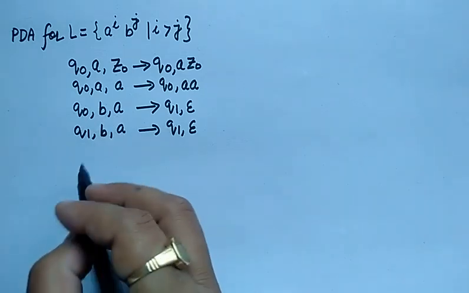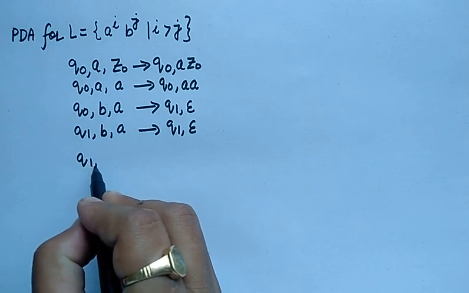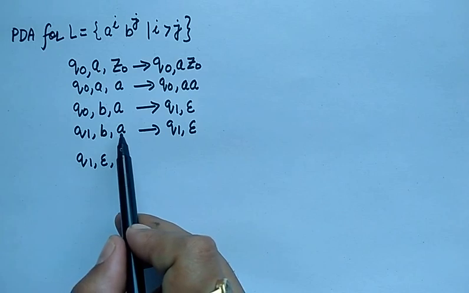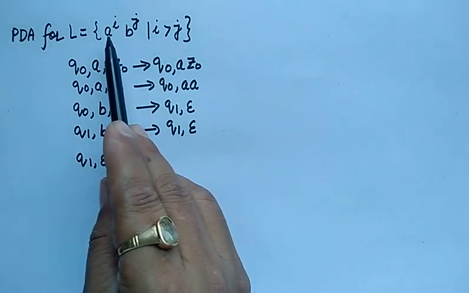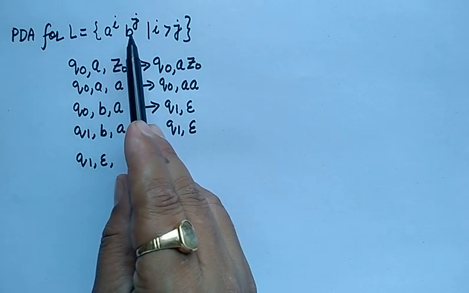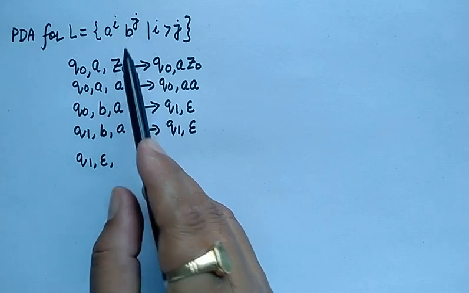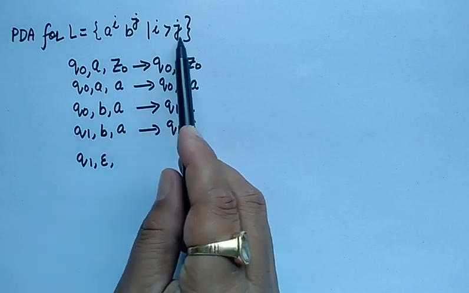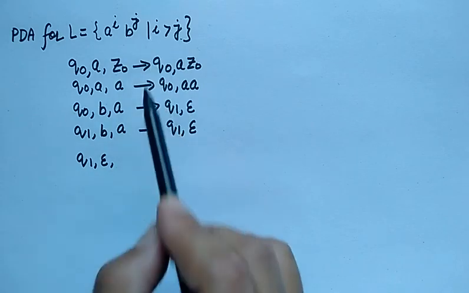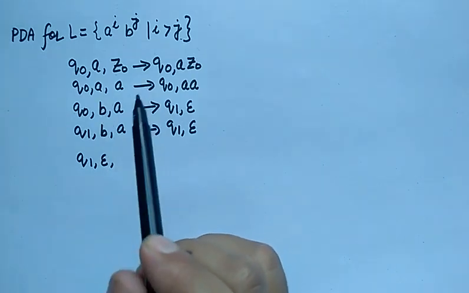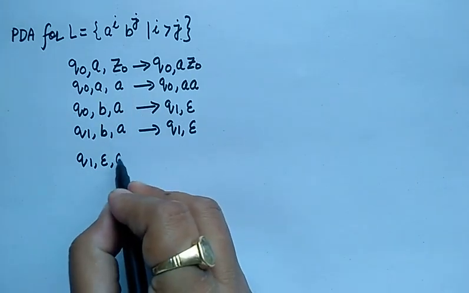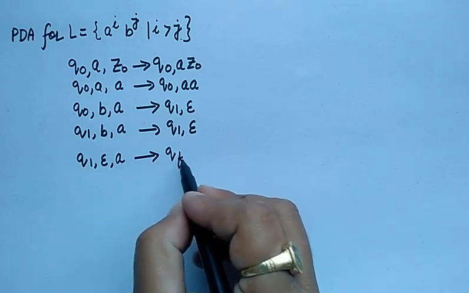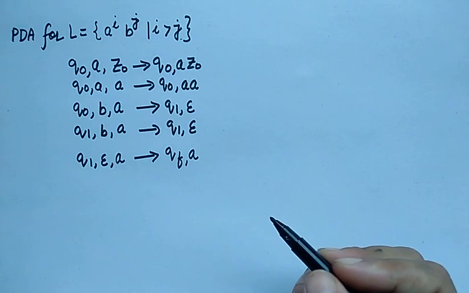So finally, when all the B's are finished and we reach the end of the string, we should have A on the top, since the number of A's is greater than the number of B's. And we are removing one A for one B. Since J is less than I, there must be at least one A in the stack. So we will get A on the top, and if we find this situation, we can reach a final state.